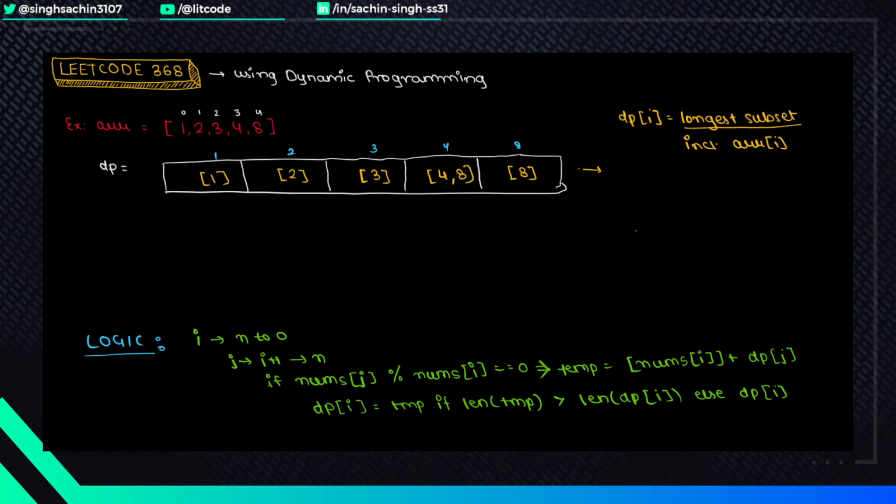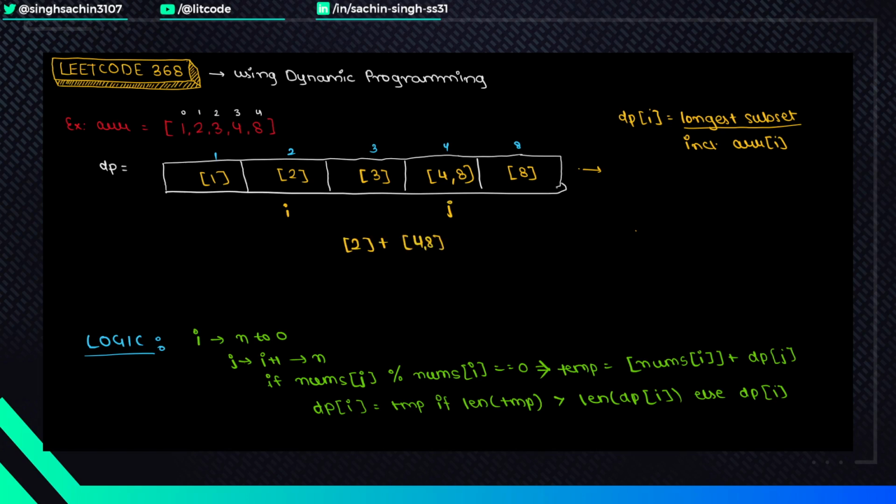Again we will update our i index, and we'll start with j from i plus 1. Okay, 2 and 3 not possible, it will remain the same. Next, we will update the j pointer to the next element. Okay, 2 can divide 4, right? So now what will be the solution? 2 plus 4 and 8.